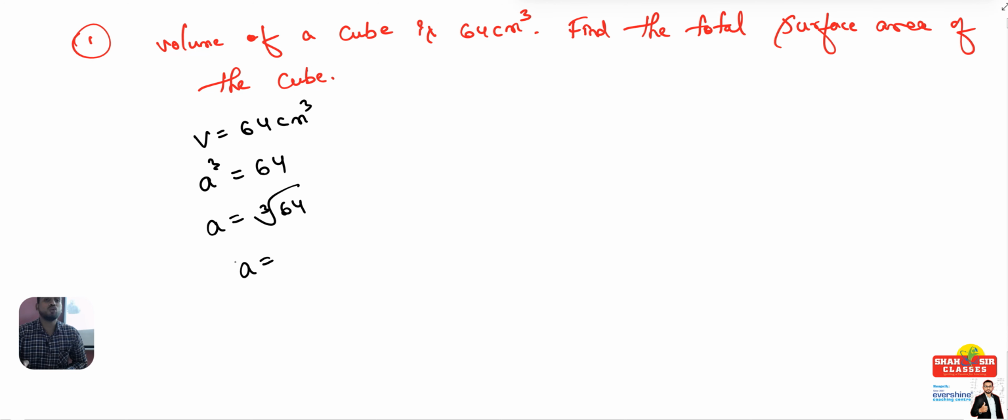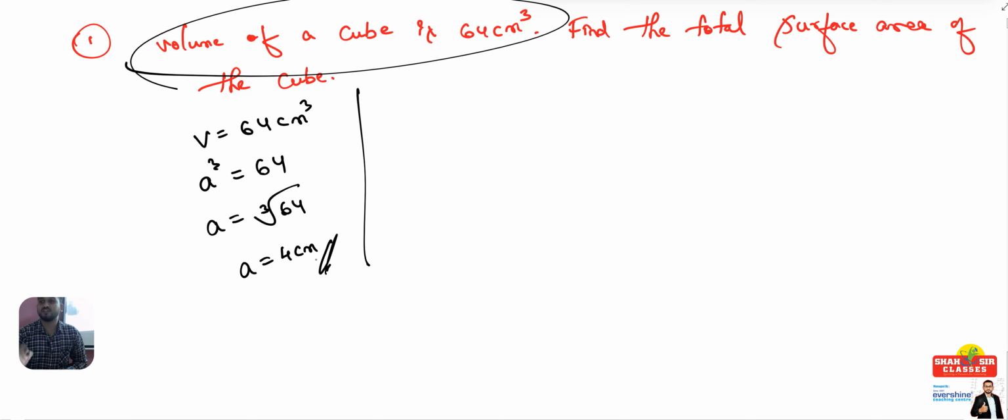2 into 2 into 2. 2 2s are 4, 2 4s are? No. 3 3s are 9, 3 9s are 27. No. 4 4s are 16, 4 16s are 64. So which is the number? 4. So a is equal to 4 centimeter. See, only by using this statement we got this information. He didn't give the volume for nothing. He gave volume to identify the unknown term. So we got the a value.